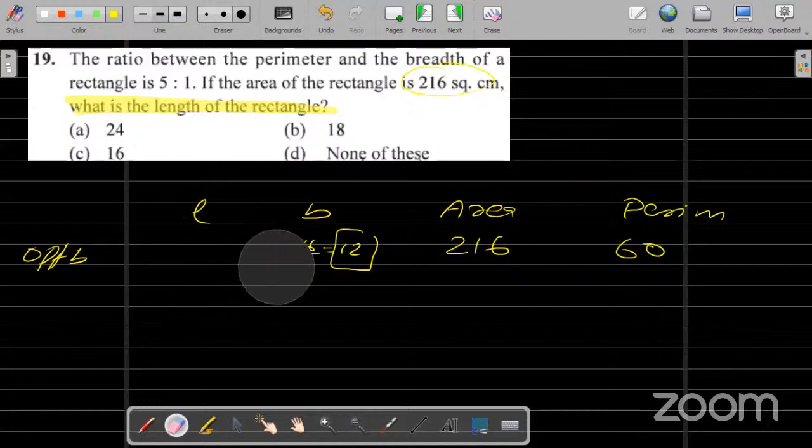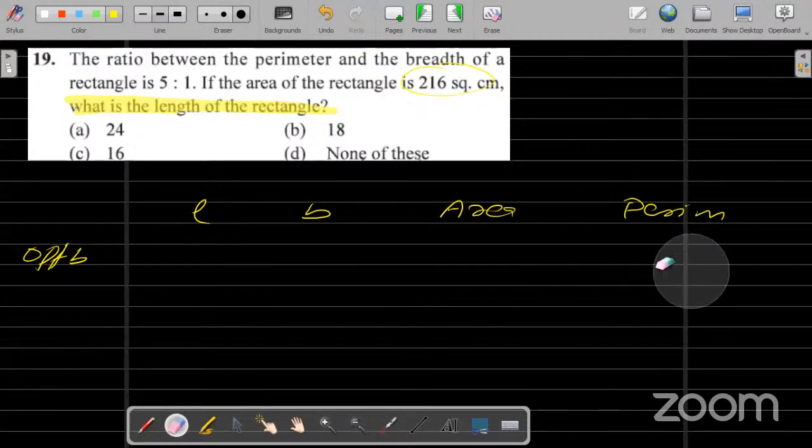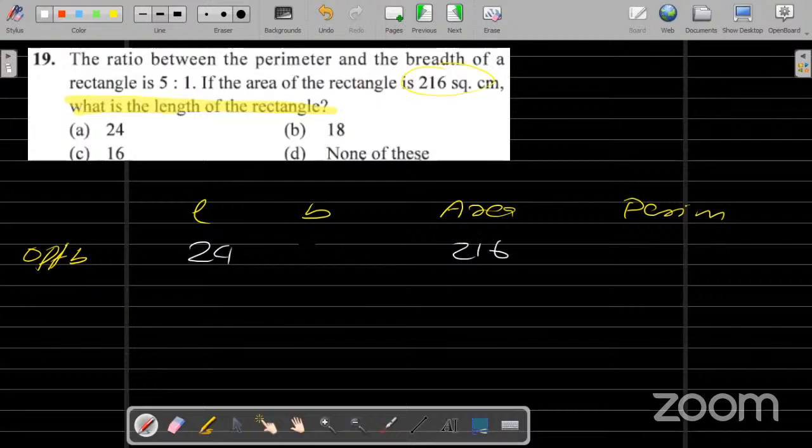So that is the correct answer. We will start with the first option now. I thought the first correct answer would be the first option. It is not. So we'll start with the first option. Length 24, area is 216. So the breadth should be 216 by 24, that is 9. So length, breadth. Then what is the perimeter? Perimeter will be 24 plus 9, 33, into 2, 66. Now what is the ratio of perimeter to breadth?